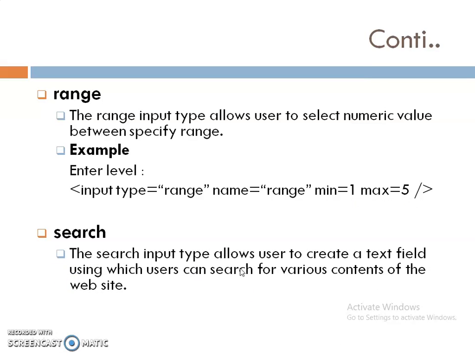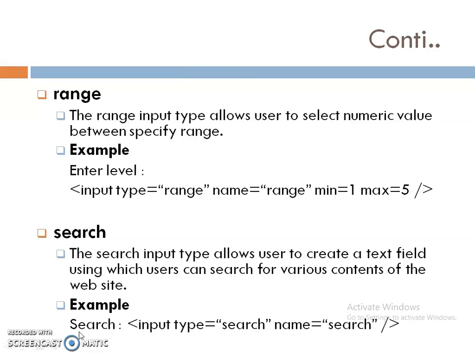Search. It allows the user to create a simple text field. Using this, the user can search various content of the website. It will work like Google search also. For example, search is our label. Here we are creating an input field in which we pass a type attribute equal to search, and this is our user defined name for the field.